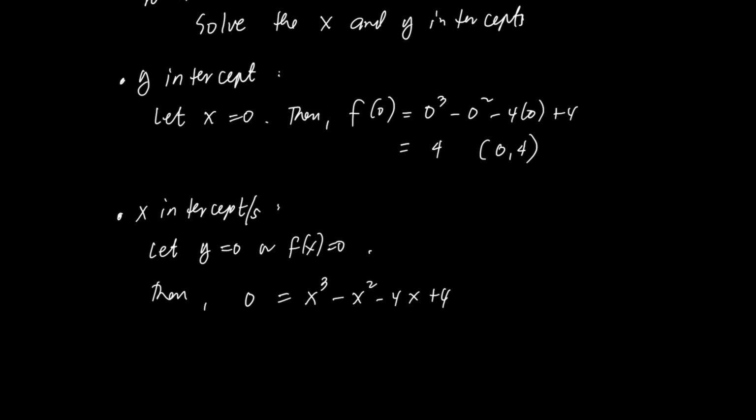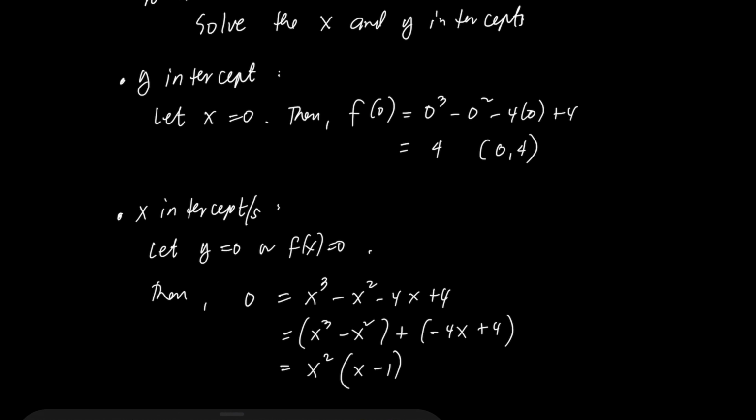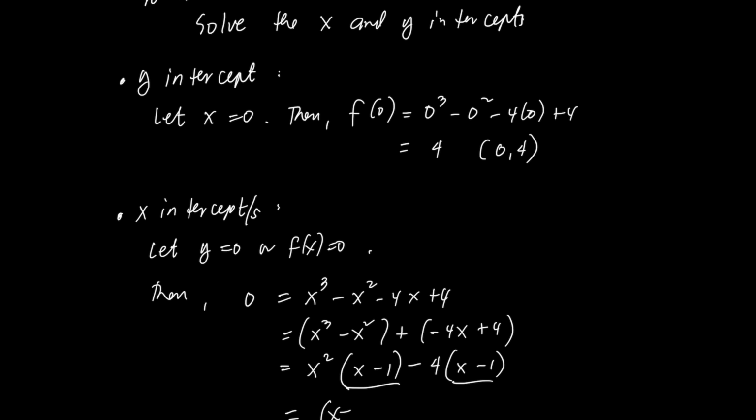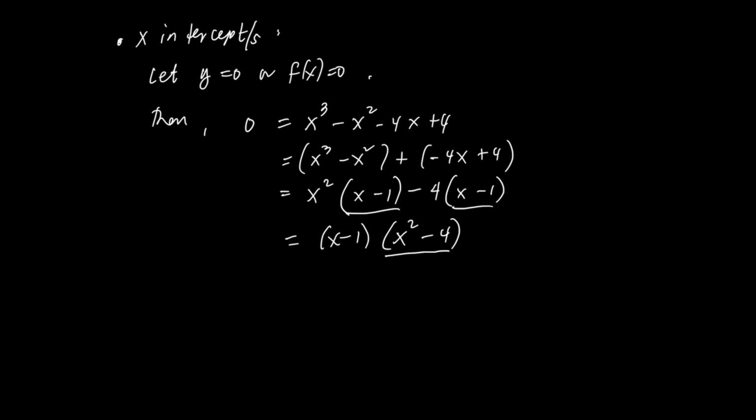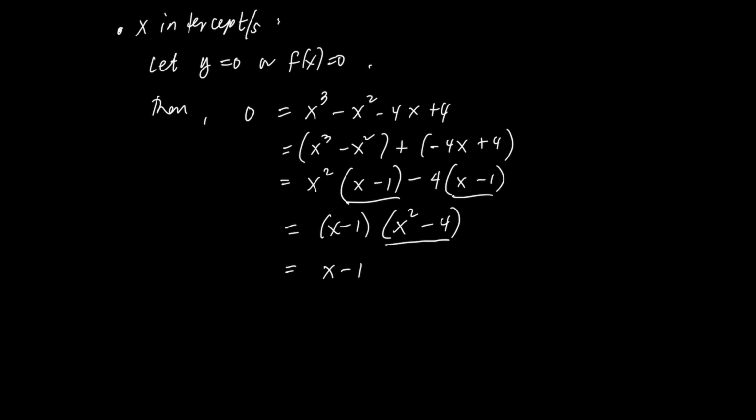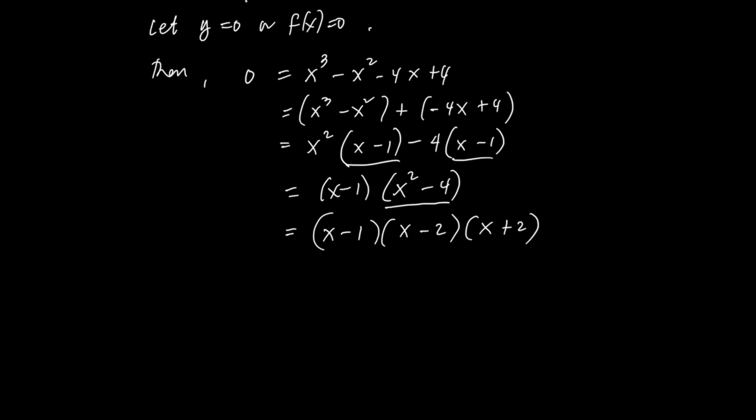So we could do factoring by grouping, since it has 4 terms. So we can group x cubed minus x squared plus negative 4x plus 4. We can factor out x squared in the first parenthesis, which is x minus 1 here, plus you can factor out negative 4, so that's x minus 1. So common factor x minus 1, we have x minus 1 times x squared minus 4. But x squared minus 4 is a difference of 2 squares, and that is factorable. So that's x minus 1 times x minus 2 times x plus 2. So this is now the factored form.